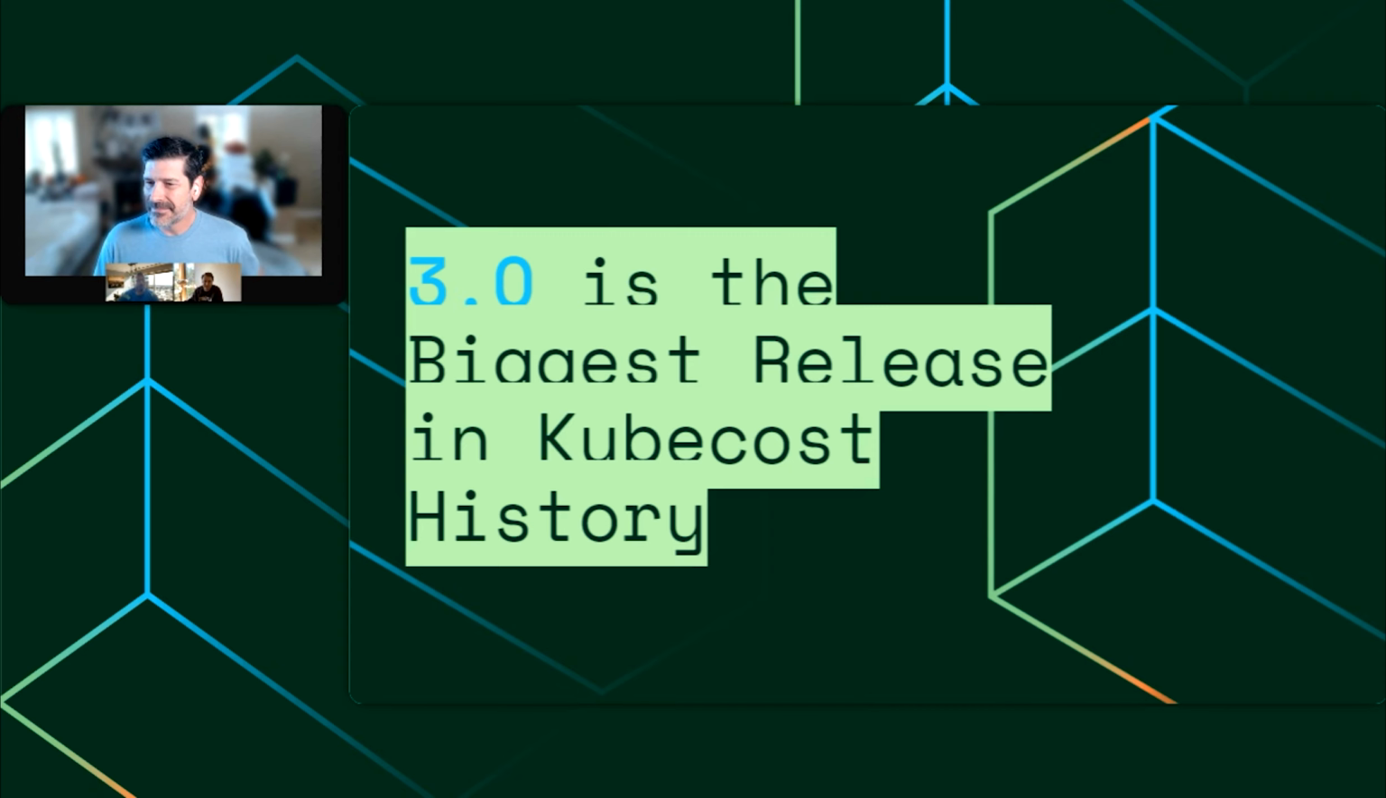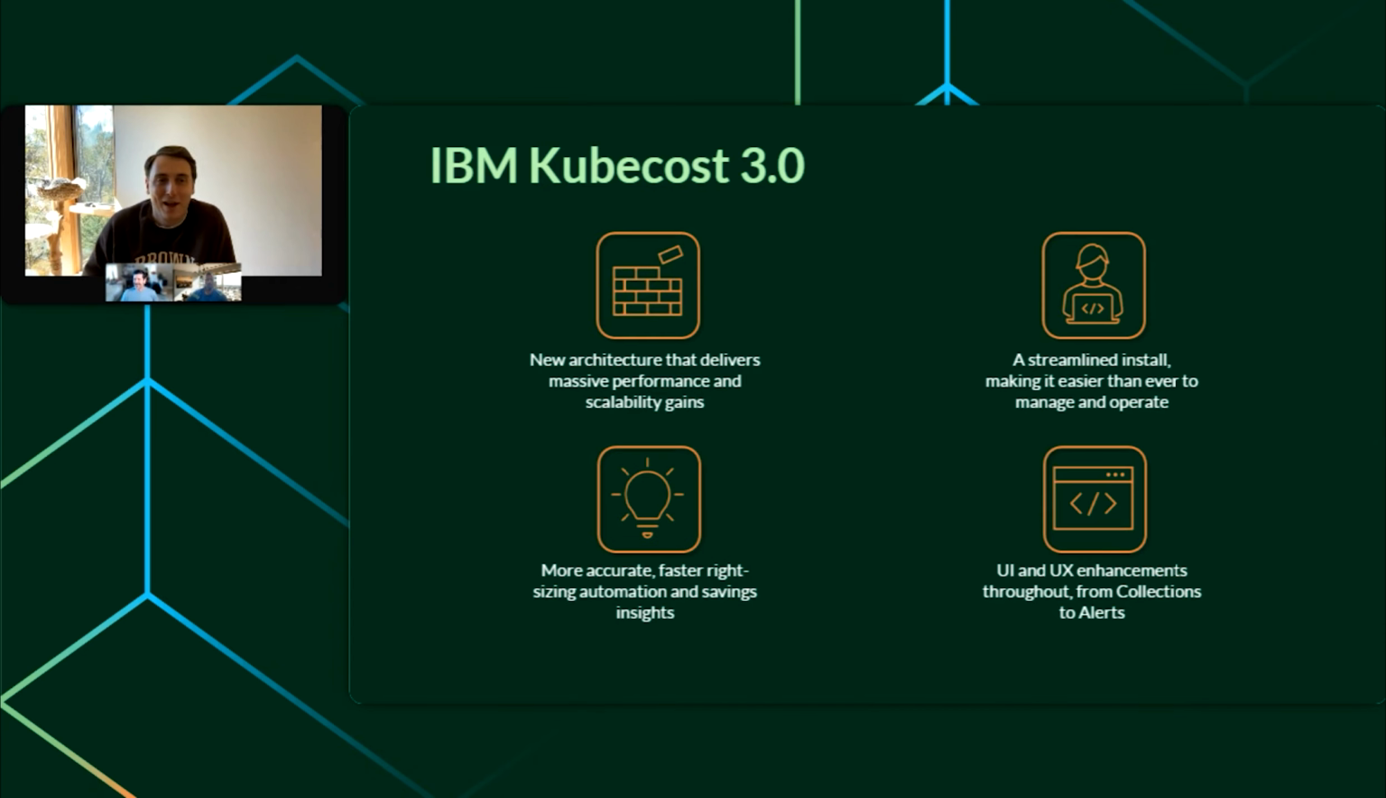Thanks, Joe, and nice to virtually meet everyone here. For IBM Kubecost 3.0, there are a few key tenets or areas where we've made big investments. Number one, this is a brand new, almost bottom-up revamp of the Kubecost architecture, and it's delivered massive performance and scalability achievements, really allowing us to scale to the largest Kubernetes environments in the world and still deliver a really performant, easy-to-use experience.